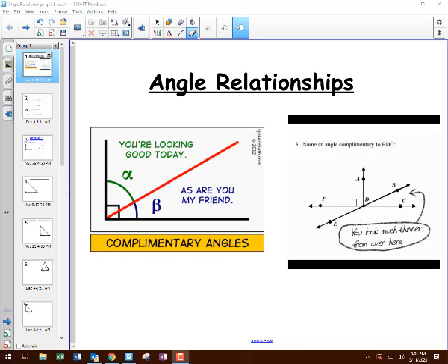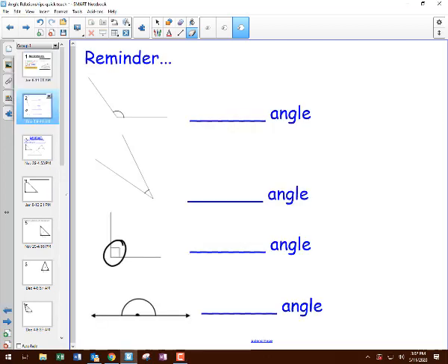Okay, our last week of these videos, we're going to talk about angle relationships. A lot of background knowledge is going to come into play, a lot of review. We're going to build on some of it, but it all stems from this information right here, being able to classify angles. Okay, so let's take a look.